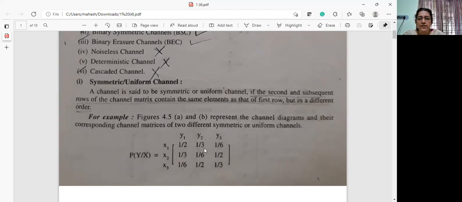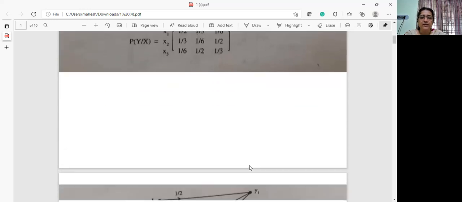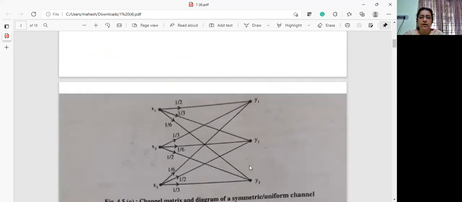If you look at the elements in this matrix, you can see that the first row consists of 1 by 2, 1 by 3, 1 by 6. The second row consists of the same elements arranged in a different order. Similarly, the third row also contains the same elements arranged in a different order. This is what we mean by a uniform channel. All the elements that appear in the first row will occur in the succeeding rows.